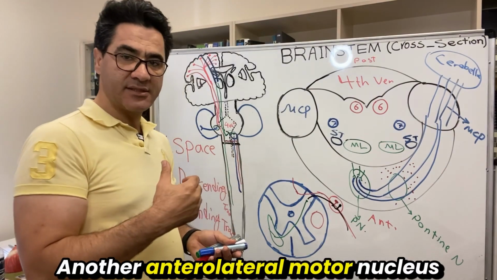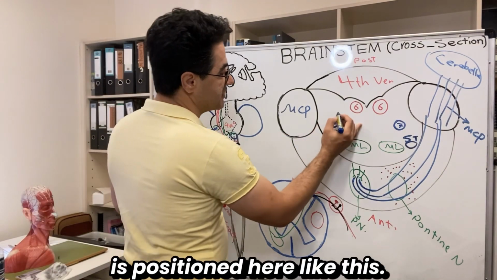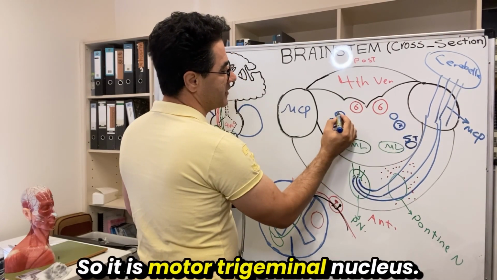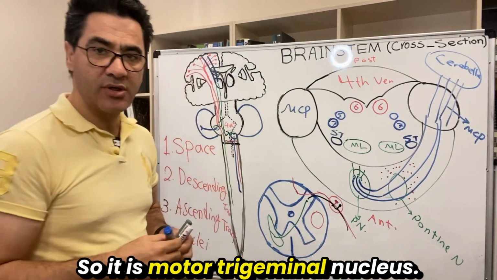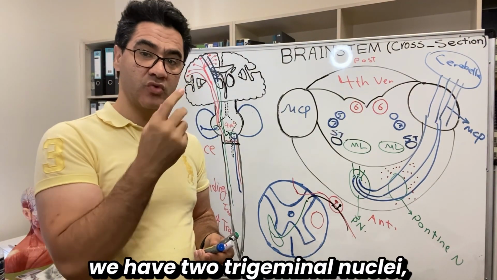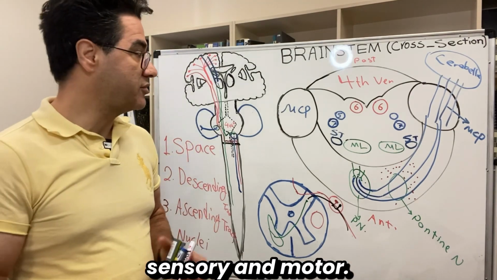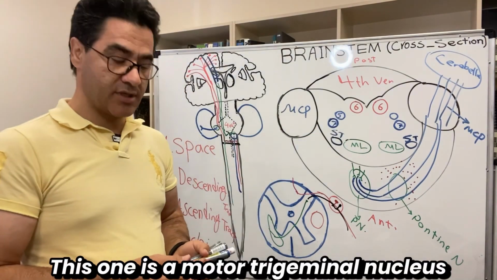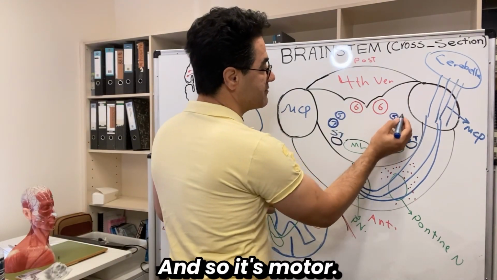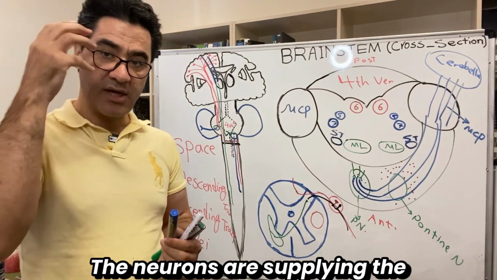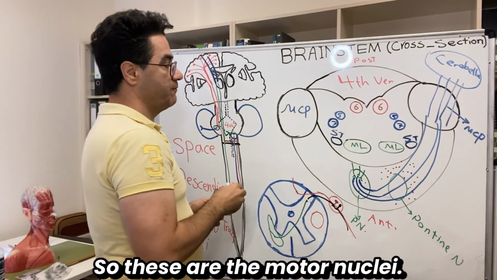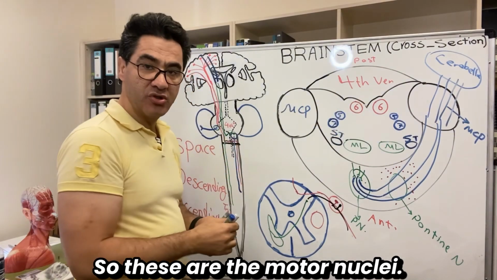Another anterolateral motor nucleus is positioned here, like this. So it is the motor trigeminal nucleus. As I showed you on the model, we have two trigeminal nuclei, sensory and motor. This one is the motor trigeminal nucleus related to the cranial nerve 5. And so it's motor. The neurons are supplying the muscles of mastication related to chewing. So these are the motor nuclei.